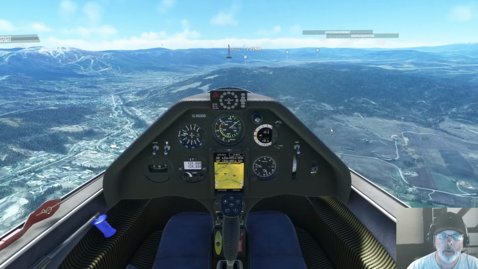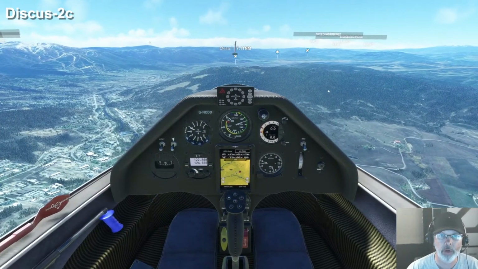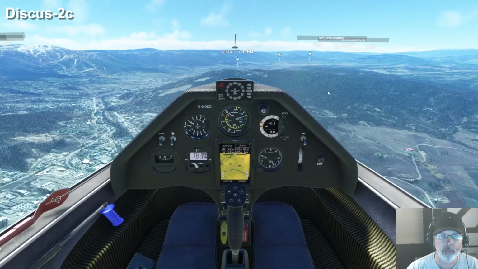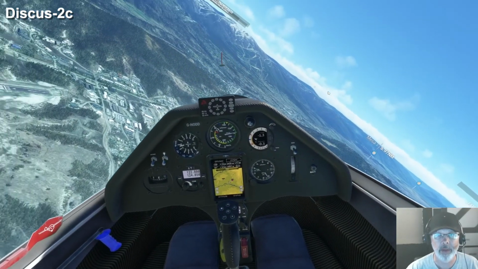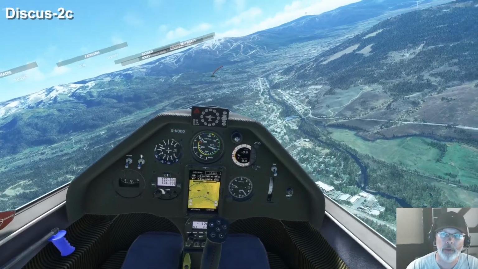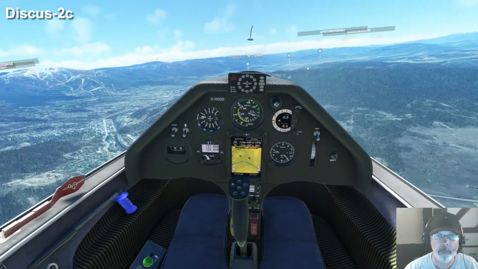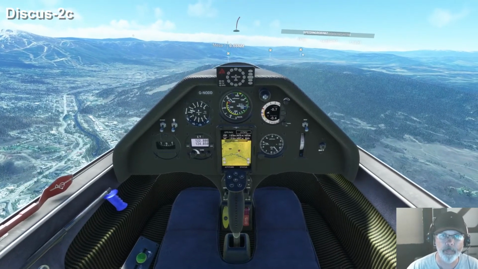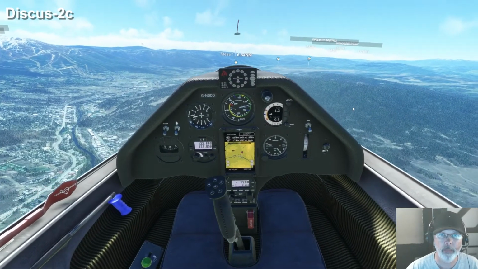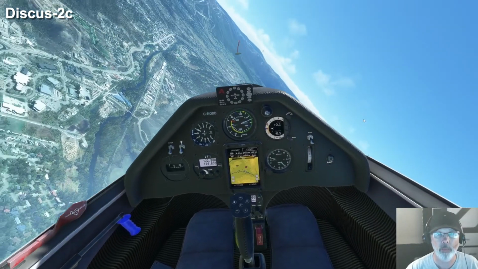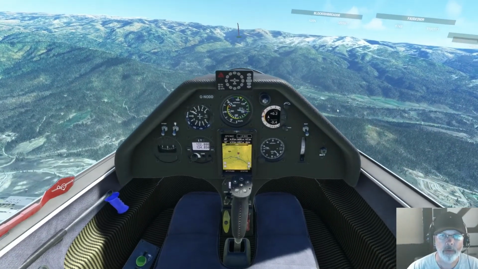So let's find out. Okay, this is the Discus 2C. I'm going to see how the adverse yaw is. I'm lined up with Mesa 1 over here. Going to do a hard left bank and see what happens. Yeah, I'd say that's not much adverse yaw evident there. Let's do another one. Line up with it again. Okay, here we go. Alright, so that's the Discus 2C.